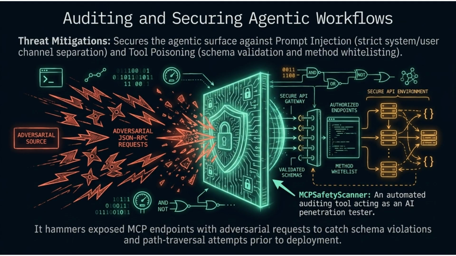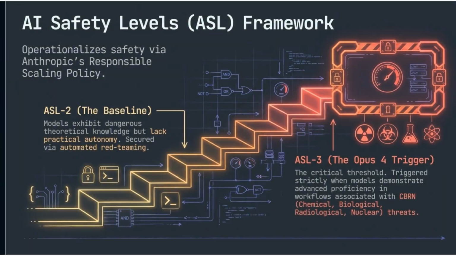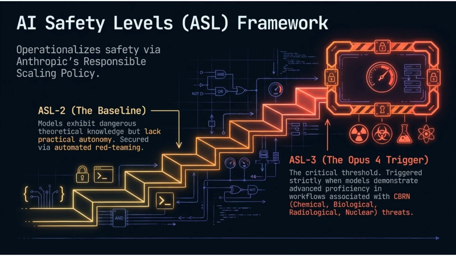Auditing and securing agentic workflows mitigate threats like prompt injection and tool poisoning. MCP Safety Scanner acts as an AI penetration tester, hammering exposed endpoints with adversarial requests to catch schema violations before deployment. The AI Safety Levels (ASL) framework operationalizes safety.